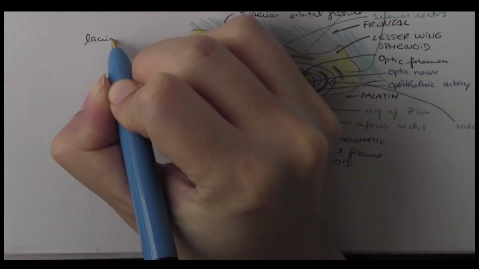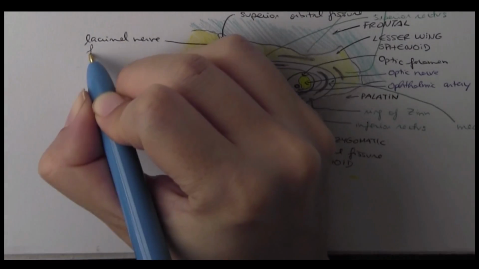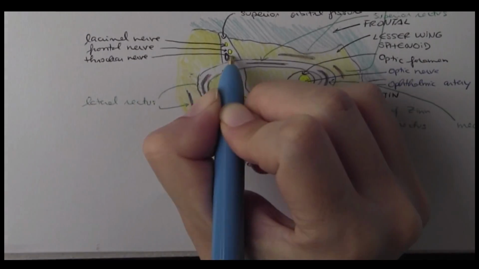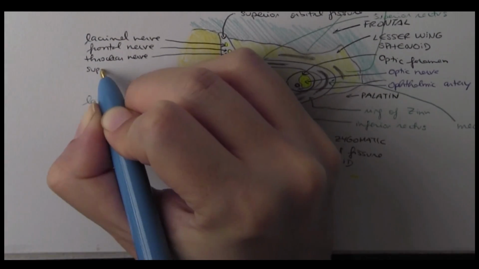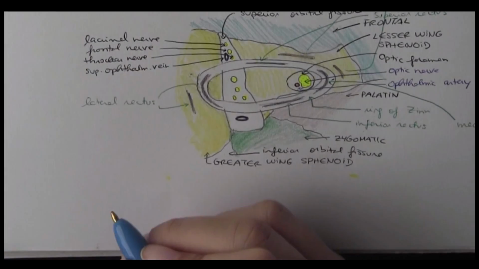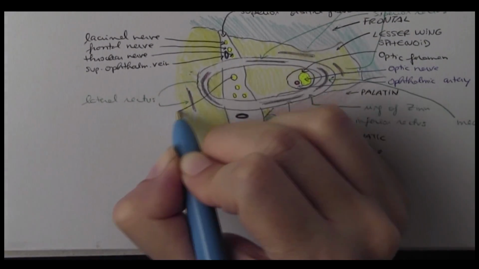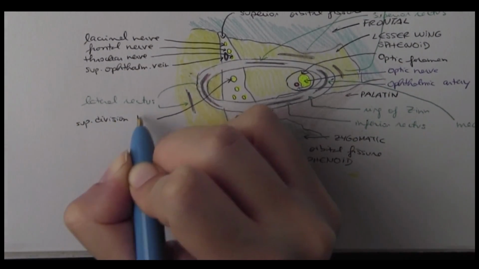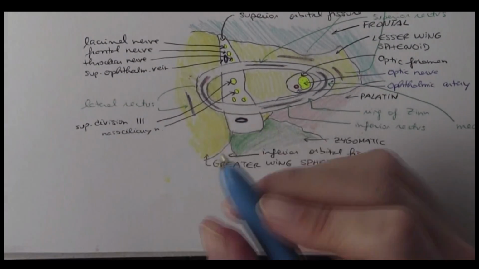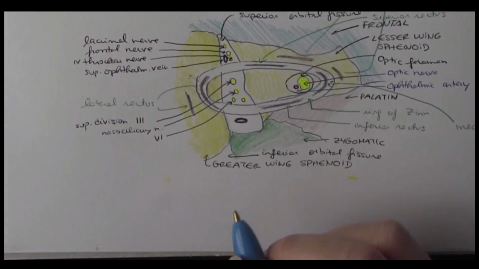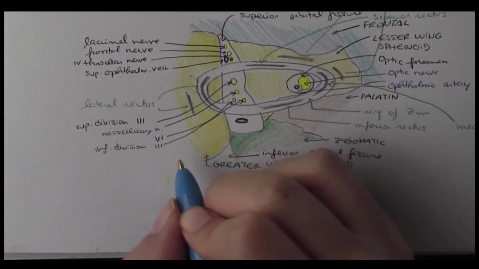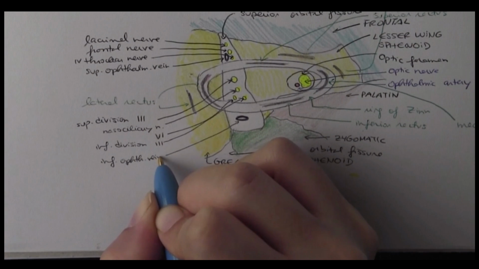As for the superior part of the superior orbital fissure, there is the lacrimal nerve, the frontal nerve, and the trochlear nerve, which is the number 4 cranial nerve, and the superior ophthalmic vein. There is also the superior division of the oculomotor, third cranial pair, and the nasociliary nerve, the sixth pair, which is the abducens, and the inferior division of the third pair, and finally the inferior ophthalmic vein.